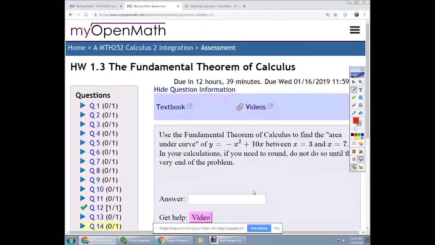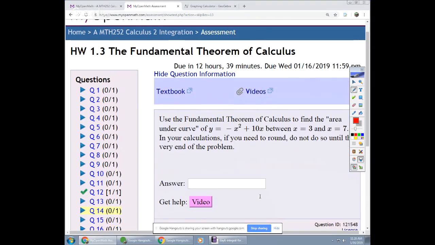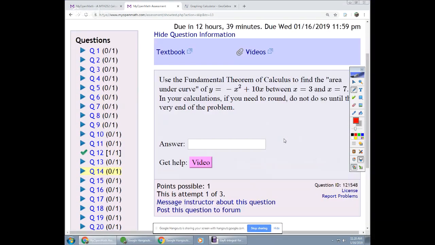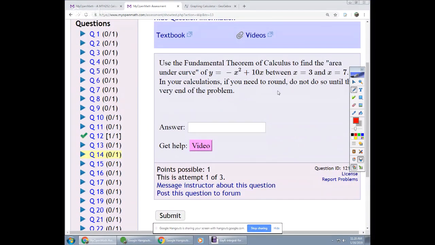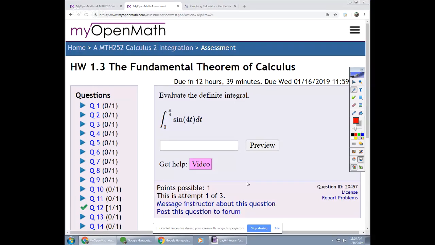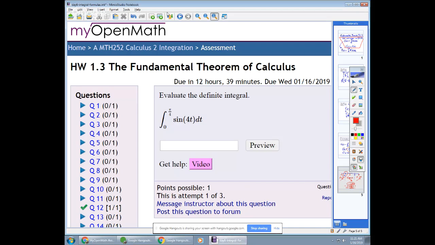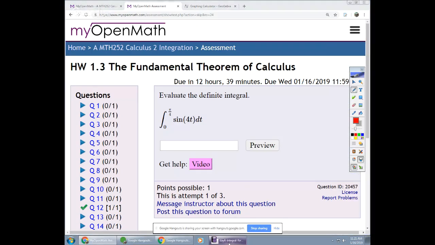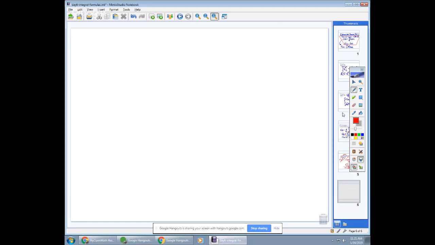14, fundamental theorem to find the area under the curve. Was that one I was asked about? I can't remember. We're going to do one like that anyway in a minute. 25. Okie doke. Evaluate the definite integral. New page.